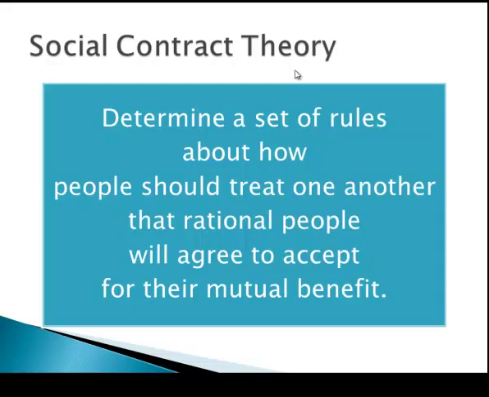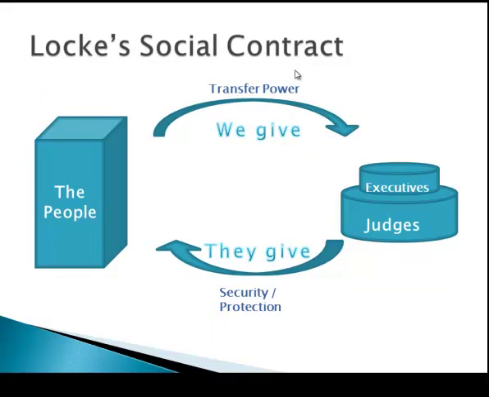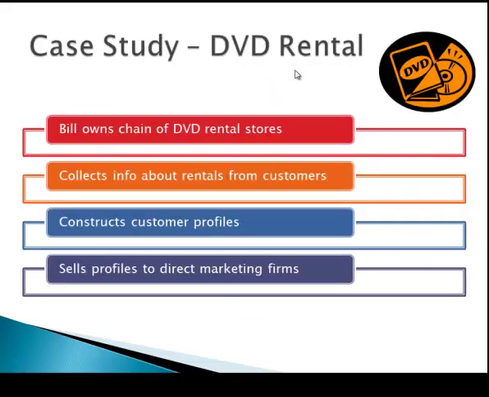Another ethical theory, called the social contract theory, can be useful in determining the right way to act. According to this theory, a person should analyze the situation and determine if that behavior would be an acceptable rule that rational people would agree to accept for their mutual benefit. Here's an illustration of Locke's social contract theory. It suggests that we, the people, often transfer power to executives and judges in return for security and/or protection. Basically, rational people often agree to give up certain rights if they believe it will benefit society overall.